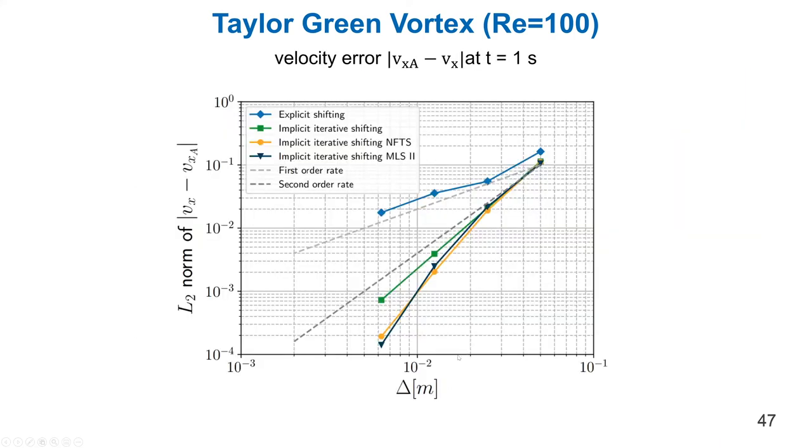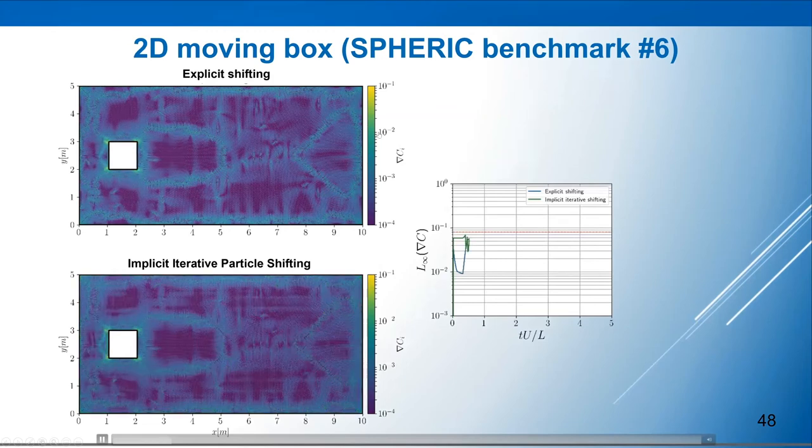This is also confirmed by this plot, where we are doing a convergence analysis of the velocity error with the different schemes I was explaining to you. First of all, when you go from explicit to implicit, you improve both the error and the convergence rate of your scheme. And then when you introduce the two corrections, you still improve the level of convergence of your scheme. Okay, moving to another test case.